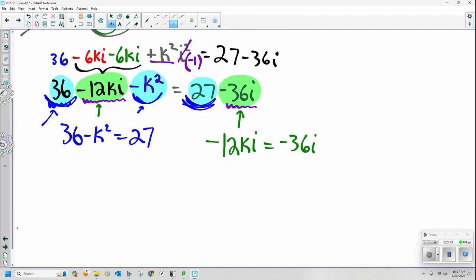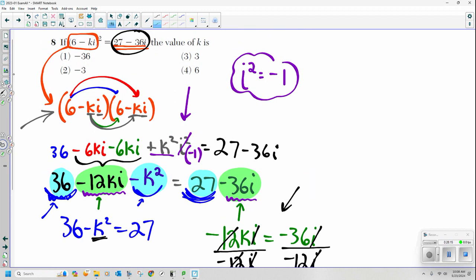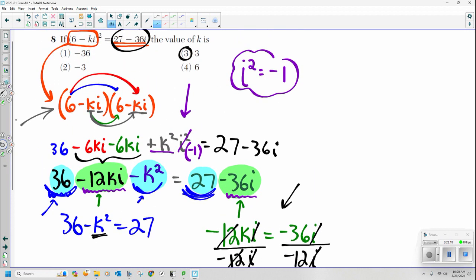Why would I pick the k squared? I mean, you can. Some people probably look at that right now and know what it is. But I'm going to pick the one on the right side because there's no k squared. It's just k. If I divide this by negative 12i, the i's go bye-bye, the negative 12 goes bye-bye. What I do to the left side, I have to do to the right. The i's cancel. Negative 36 divided by negative 12 is a positive 3. And that answer is choice 3.